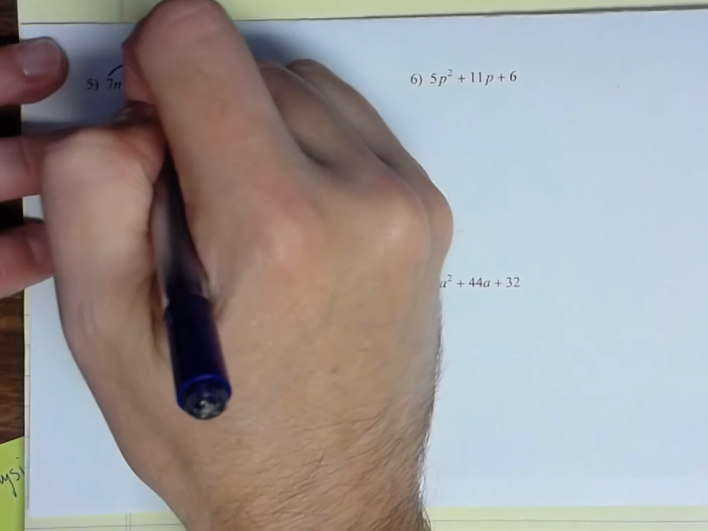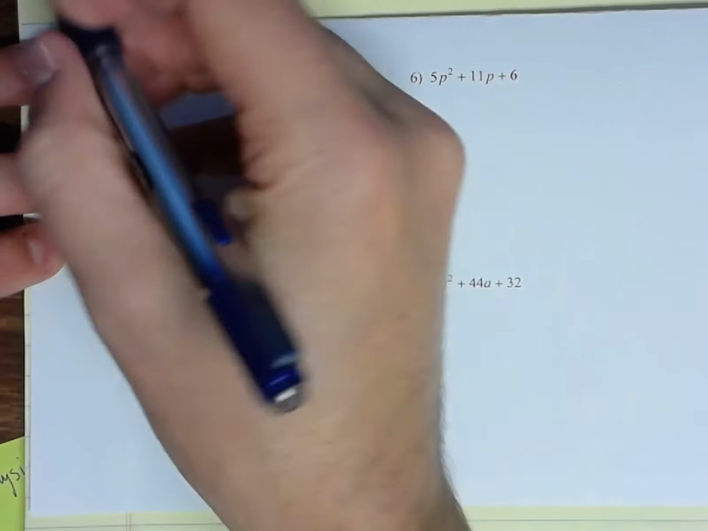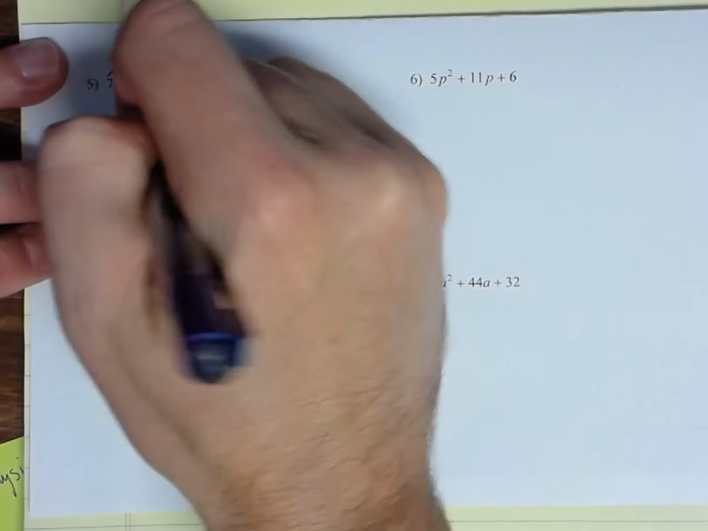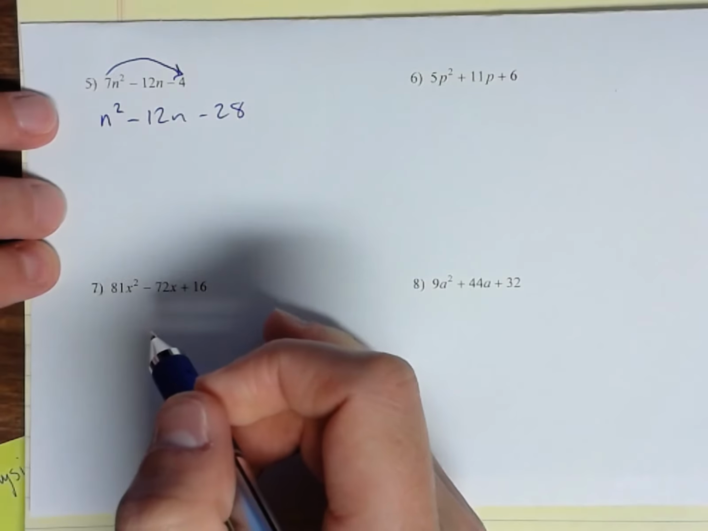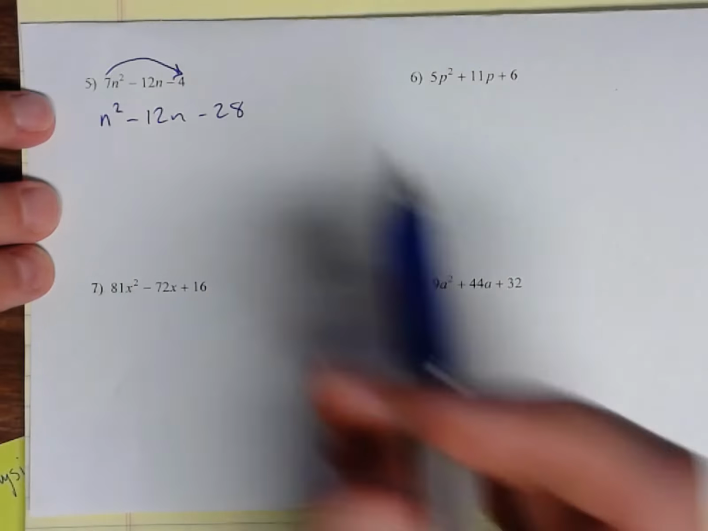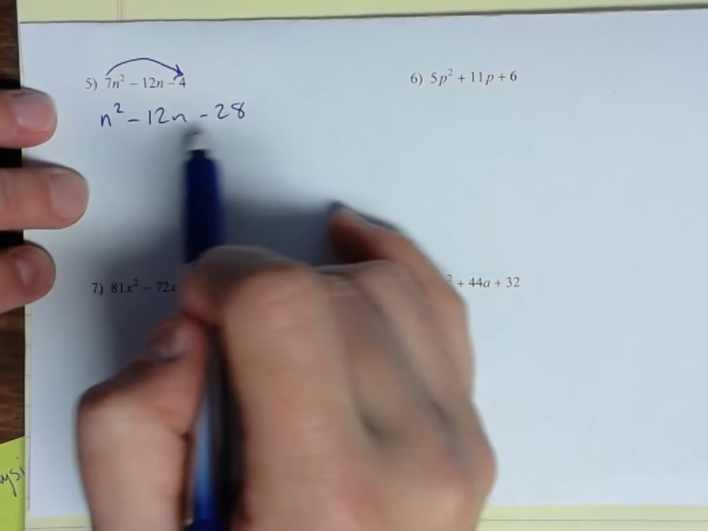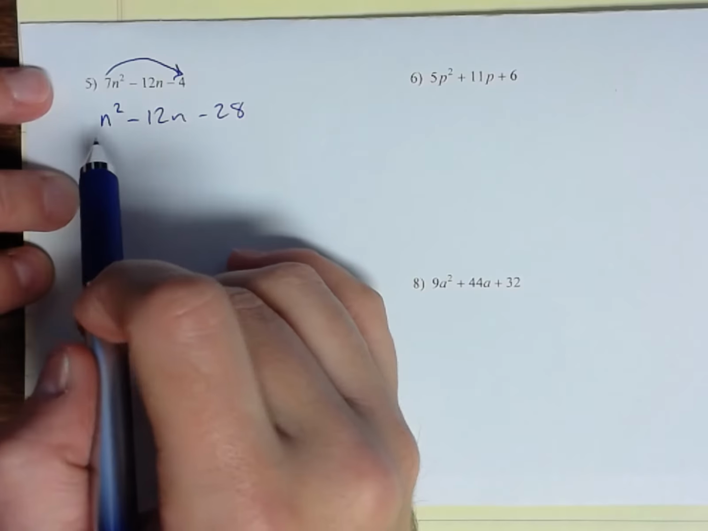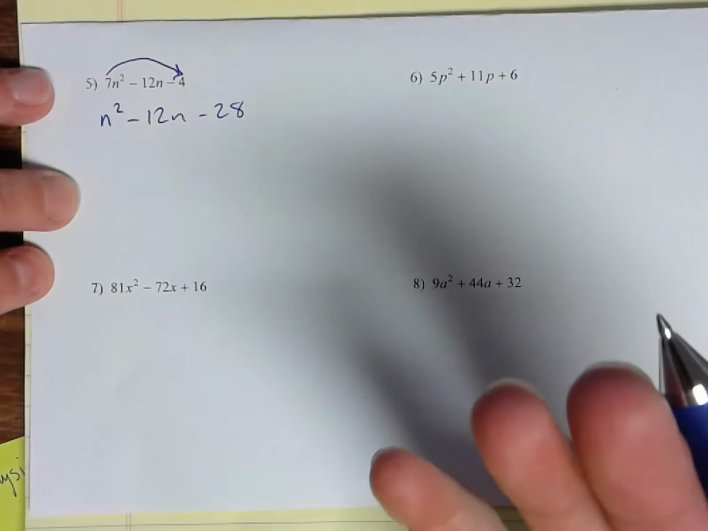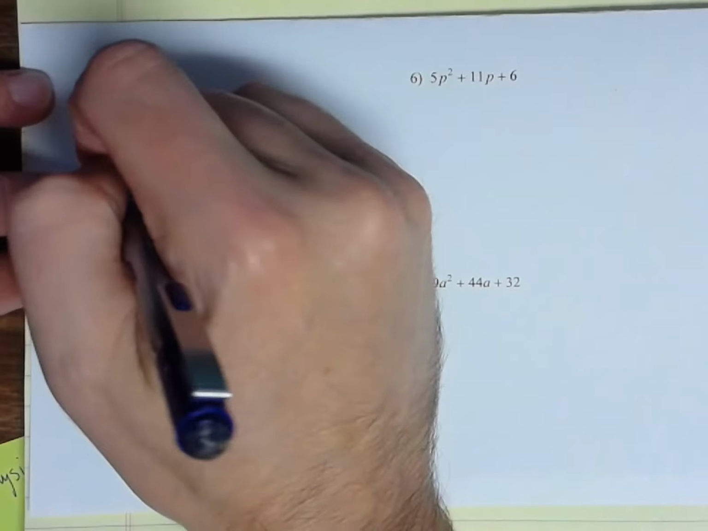So we're going to multiply this 7 over here. So I get n squared minus 12n minus 28. Now what did I just do? I basically created a trinomial like those previous examples where the lead coefficient's 1. That's just a little easier to visualize for most of us. So now let's break it up.